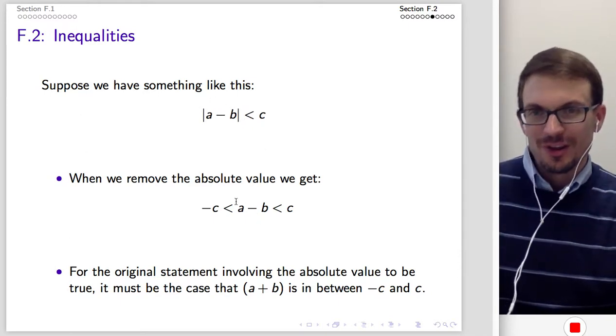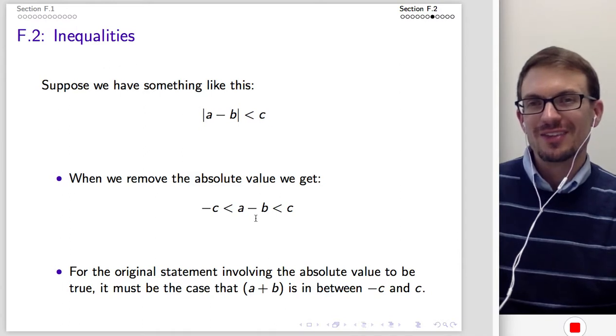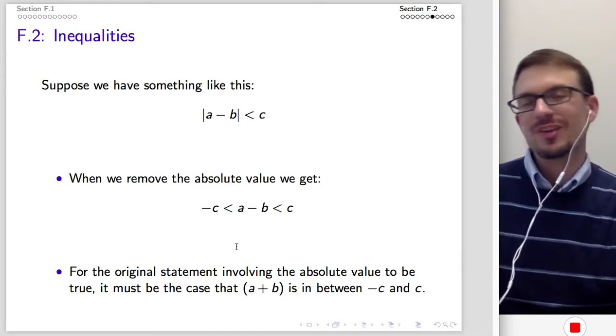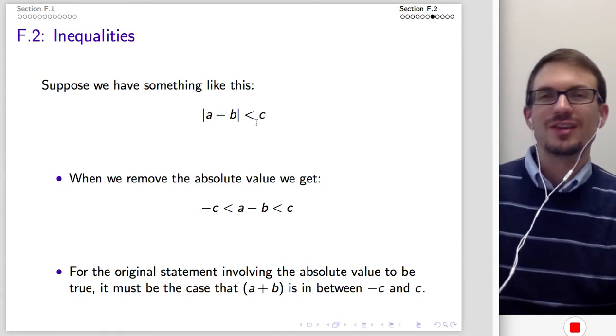So this part tells us that if this is negative, it's got to be bigger than negative c, in order that when we take its absolute value and change the sign, that we get less than c.